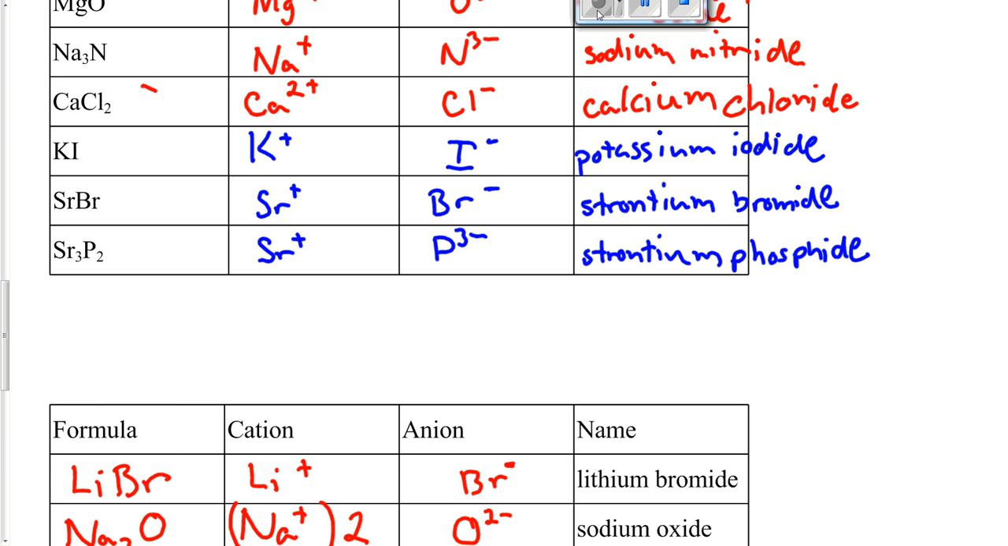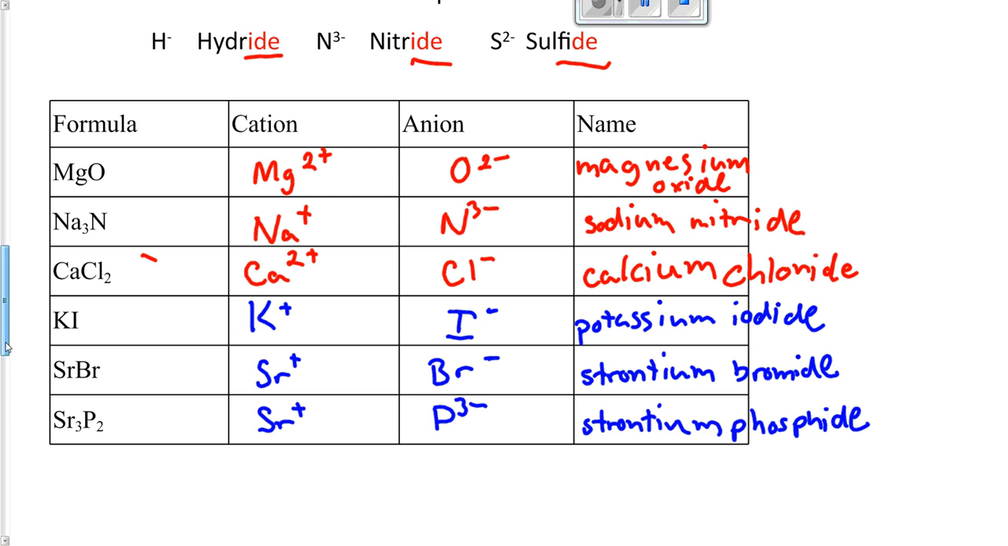Okay, so you hit pause. Now go ahead and check your answers. These are the answers to the first set that we did. You can see here they're in blue. Potassium iodide, strontium bromide, strontium phosphide. It's also important to know that these are not proper names, so you don't need to capitalize them.